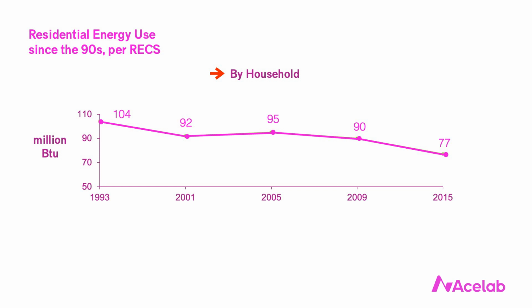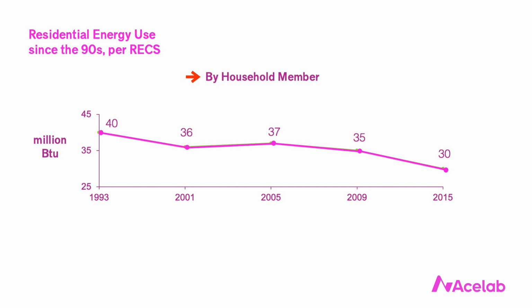The energy use per household member is down too. In 1993, the average person used 40 million BTUs at home and only 30 million BTUs at home in 2015. What this means is that our homes have been getting so much more efficient that we've been able to compensate for having larger homes and fewer people living in each home, which is astounding.